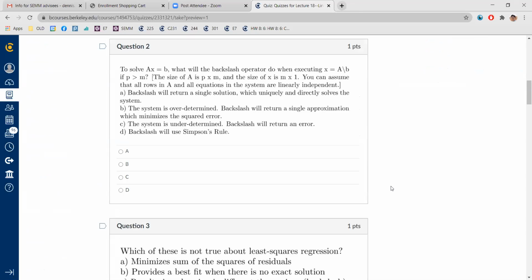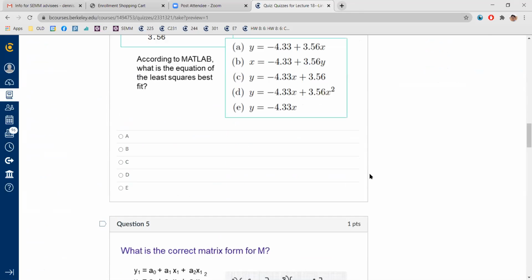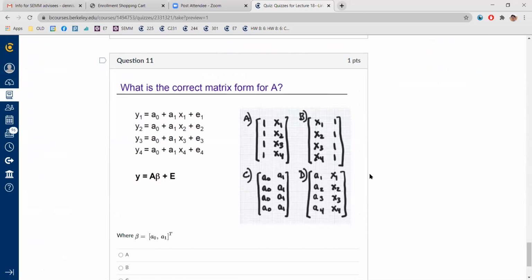Mm-hmm. So this one you can probably test out in MATLAB as well. A lot of these actually. So I guess question 11. Correct matrix form of A. Okay. What was your confusion with this one?